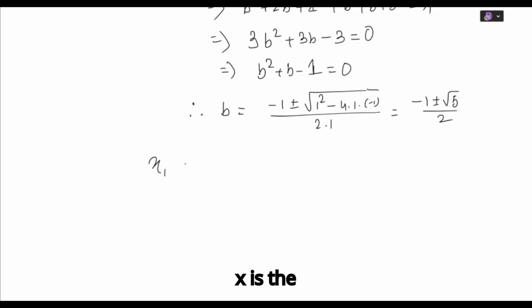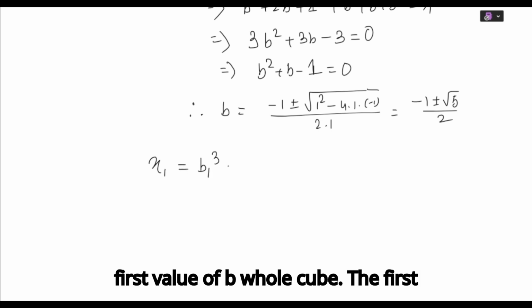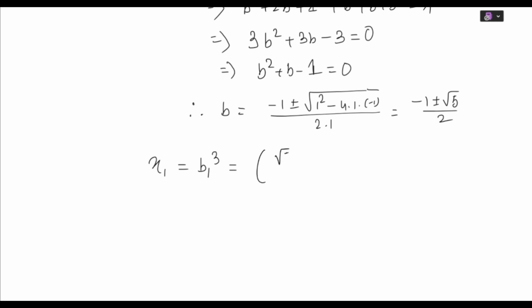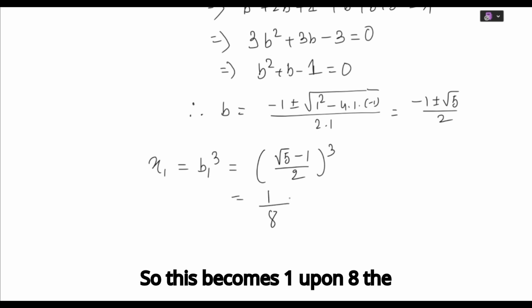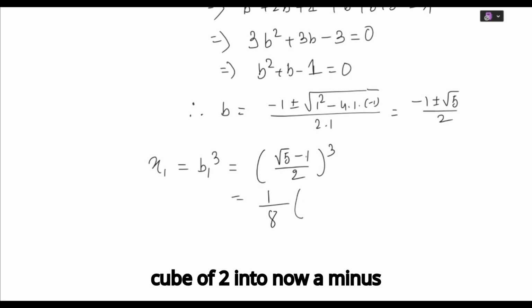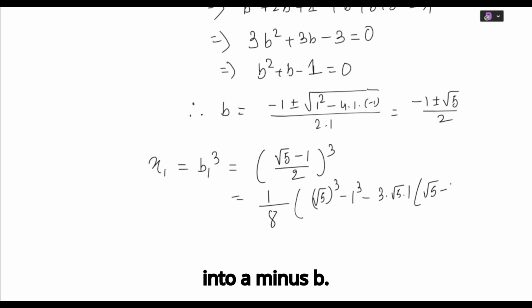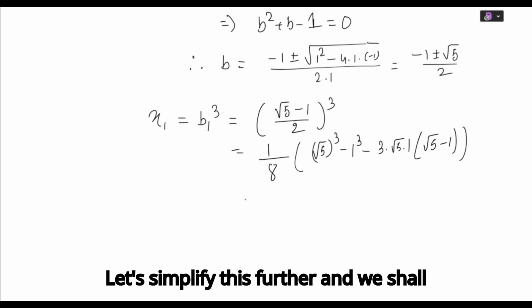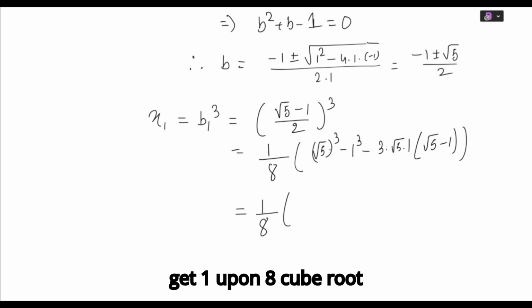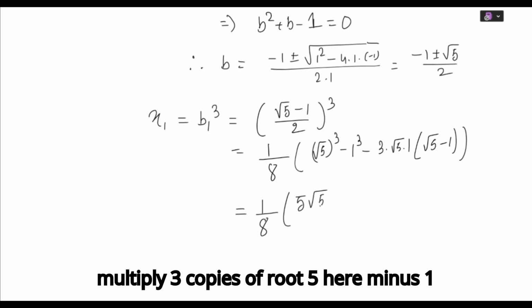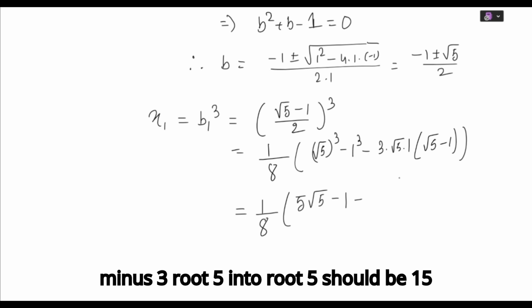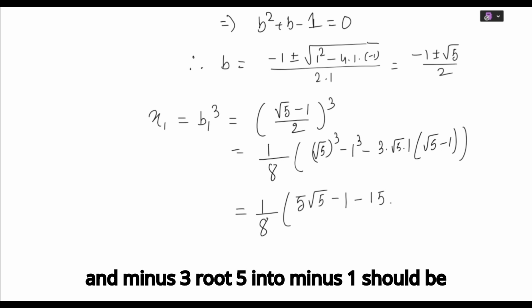So the first value of x is the first value of b whole cube. The first value of b, let's take the positive sign, is root 5 minus 1 divided by 2, whole cube. So this becomes 1 upon 8, the cube of 2, into, now a minus b whole cube is simply a cube minus b cube minus 3 into a into b whole into a minus b. Root 5 whole cube minus 1 cube, minus 3 into root 5 into root 5 minus 1 into a minus b. Let's simplify this further and we shall get 1 upon 8. The cube of root 5 is simply 5 root 5, minus 1, minus 3 root 5 into root 5 should be 15, and minus 3 root 5 into minus 1 should be plus 3 root 5.